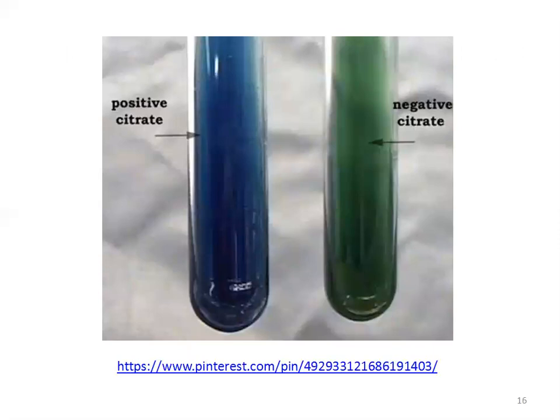Here you can see the bright blue shows the positive citrate test, and no change in color is the negative citrate test of the medium. The positive citrate test reaction control organism is Klebsiella pneumoniae, and the negative control organism is E. coli.